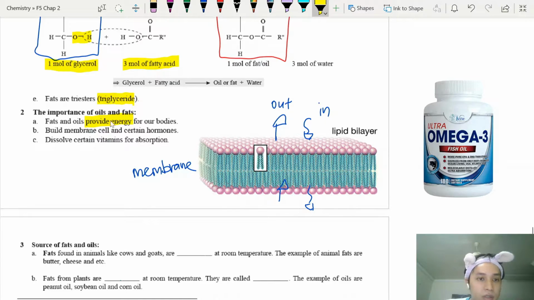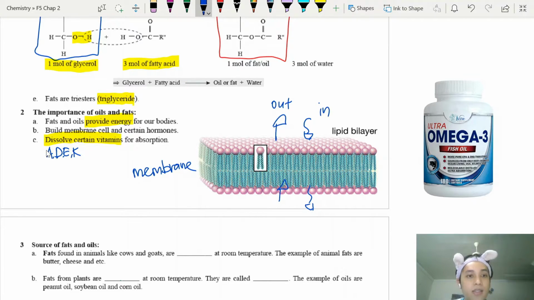And then some vitamins need fat. Hopefully you still remember the types of vitamins that can dissolve in fat. They are A, D, E, and K. These are the four vitamins that are soluble in fats. Vitamin B and vitamin C are readily soluble in our body; as long as they have water, they can dissolve. But vitamins A, D, E, and K can only be solubilized in fat. That's why we need fats in our body, so that we can absorb these vitamins as well.